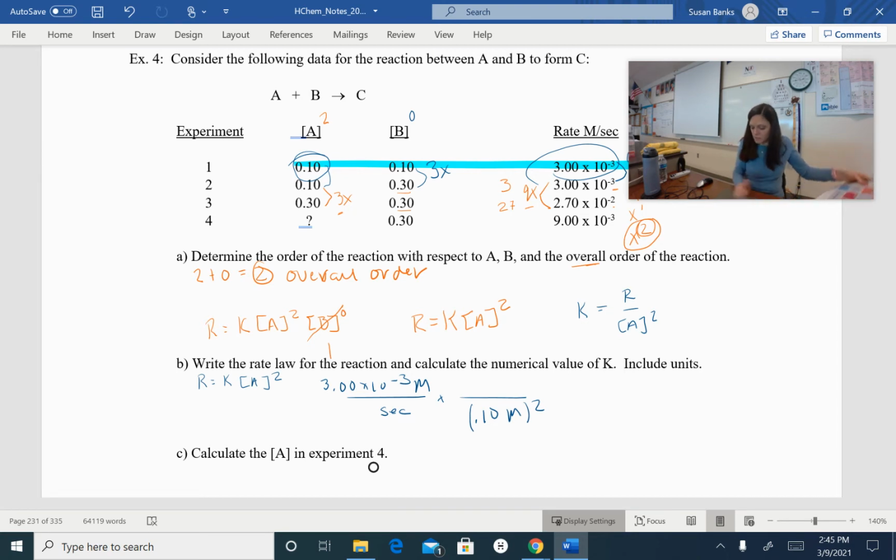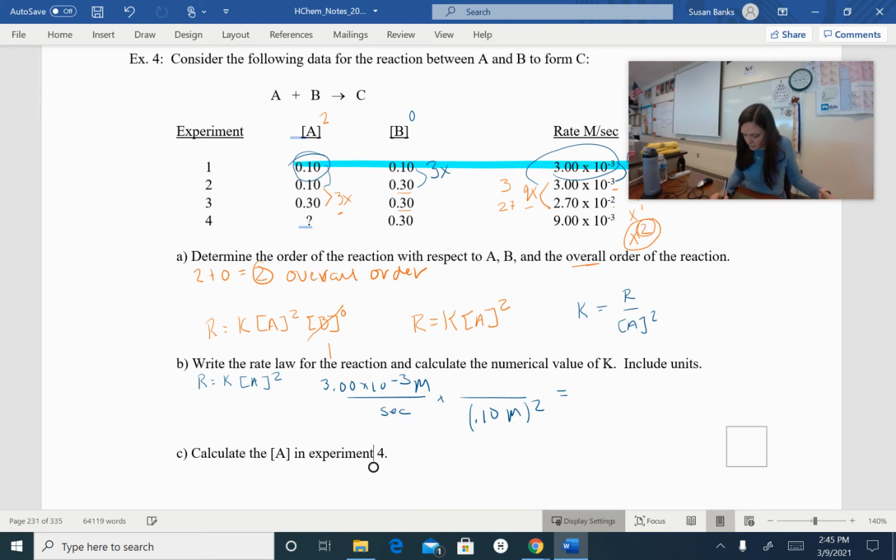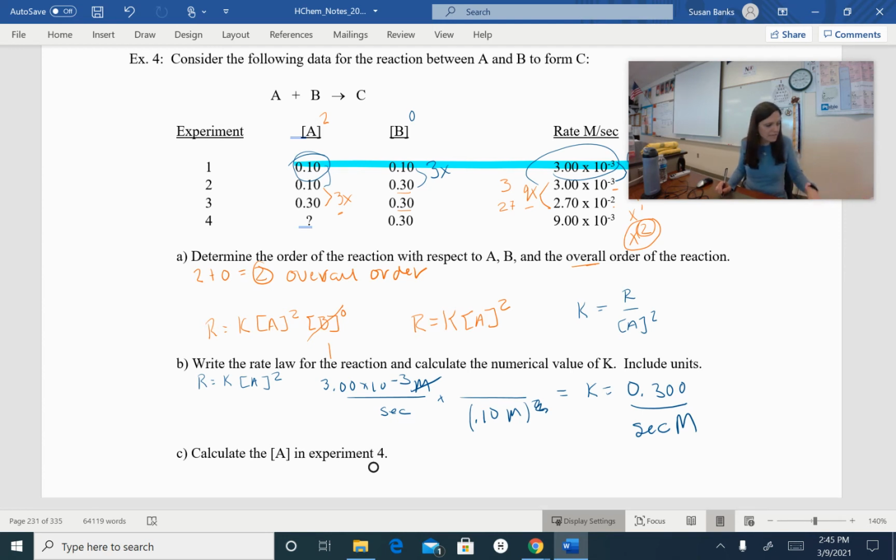Or a constant of 0.3. So my constant will be 0.3, and I have 3 sig figs, and let's look at this. So I will have per second per molar. Okay, so hopefully my units are done right.